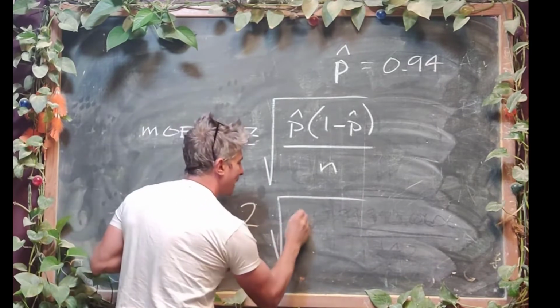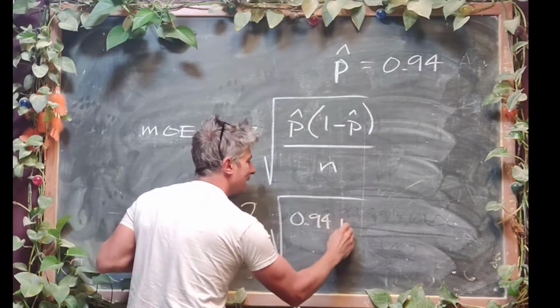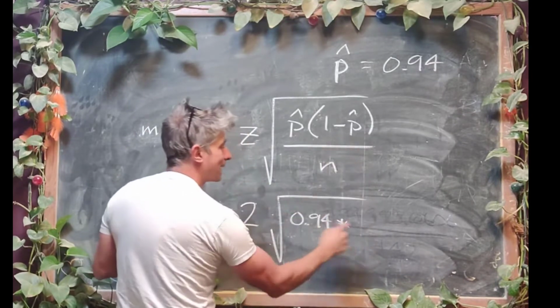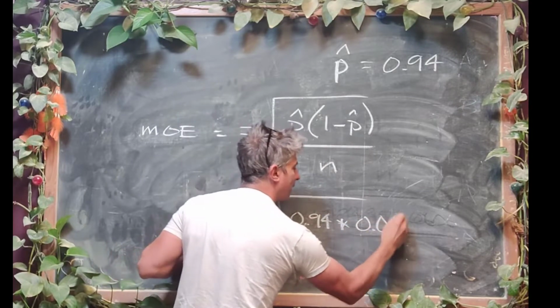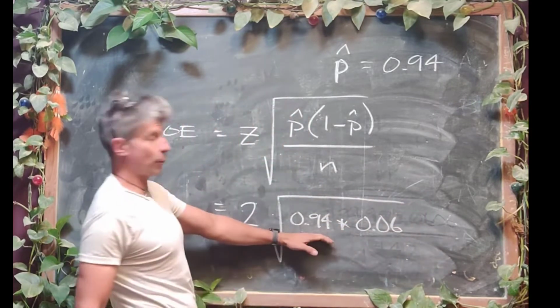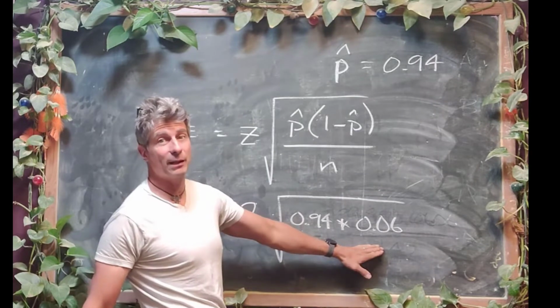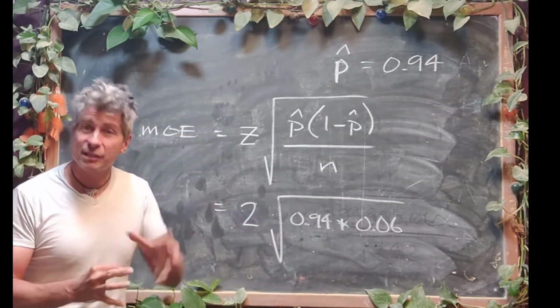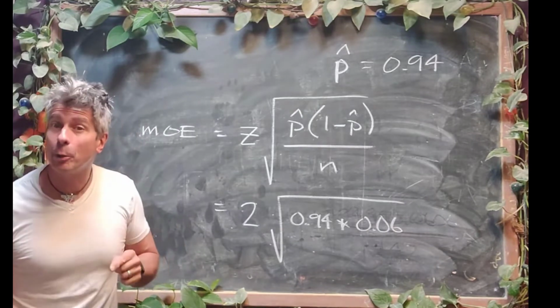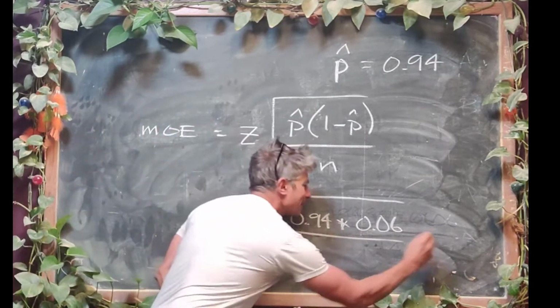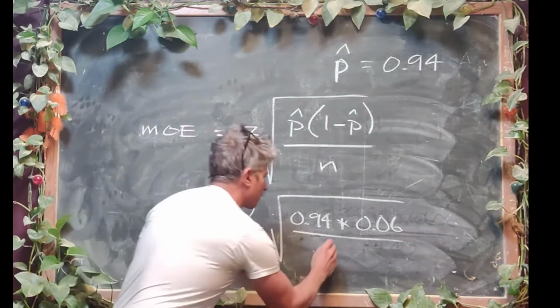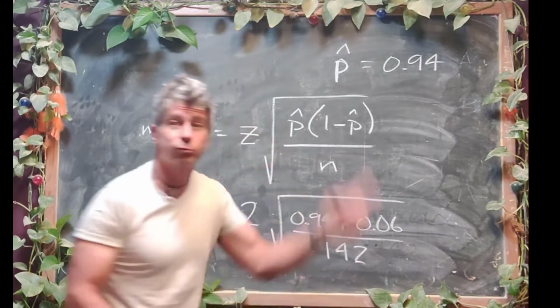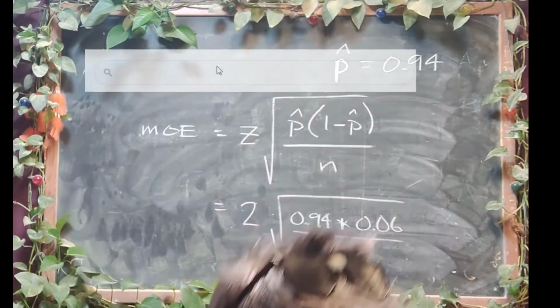All right. P hat is the 0.94 times 1 minus p hat, which is 0.06. That's whatever's left. So 94% of the time I win, 6% of the time I lose. Again, the nitty-gritty of this is going to become more clear as we get into the binomial distribution later. We're going to divide that by the sample size, which is 142. All right, I'll be right back. Let me get what this is equal to.